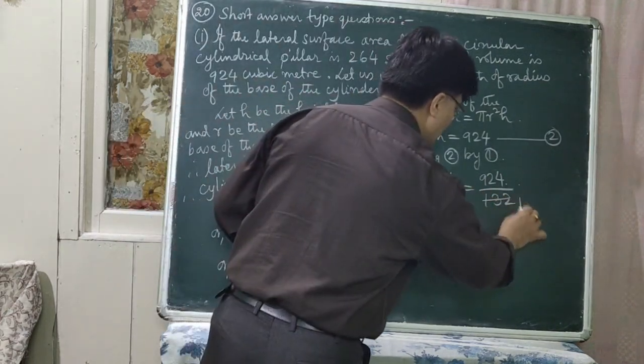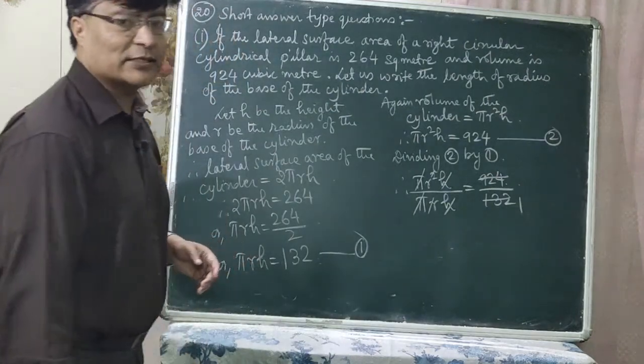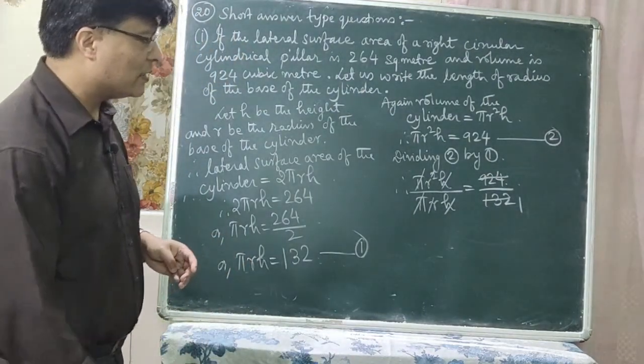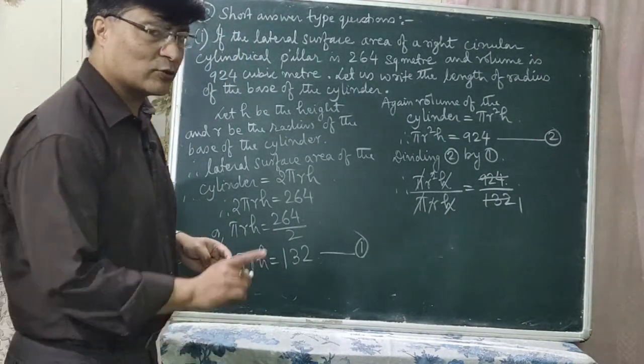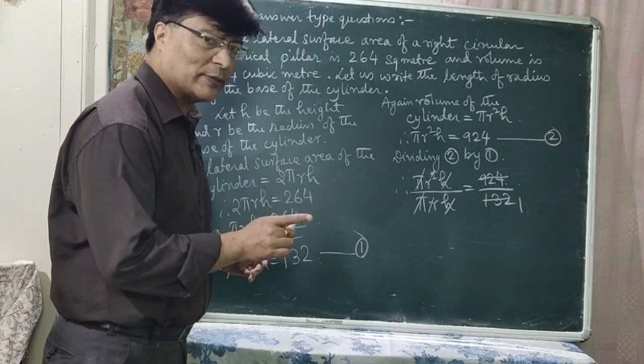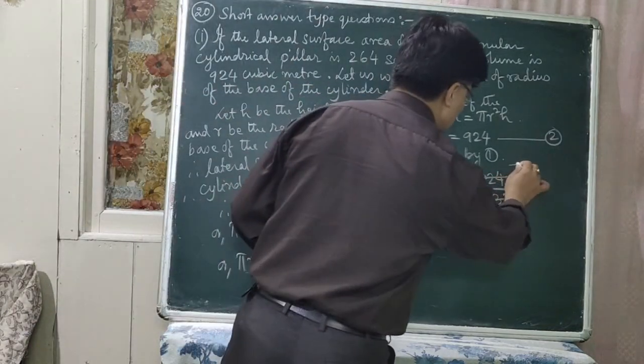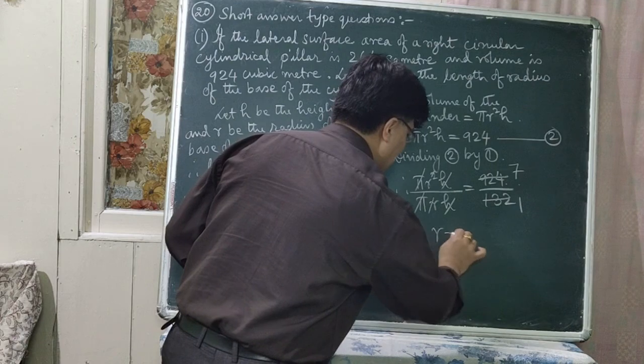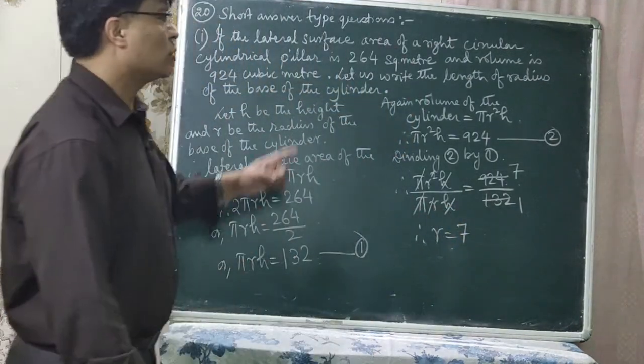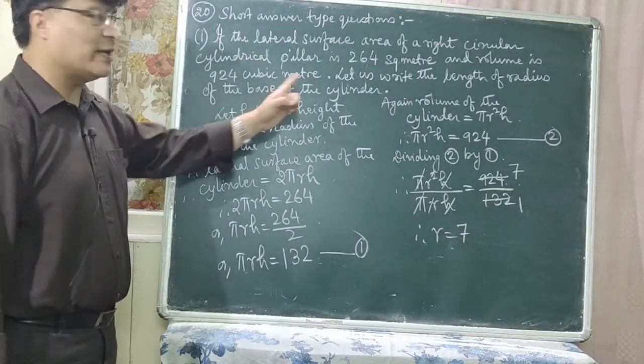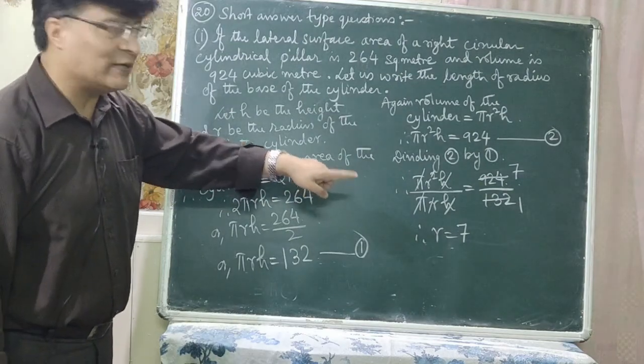So 132 into 924, how many times does it go? It goes 7 times, I think. 7 2s are 14, 4 carry 1, 7 3s are 21, plus 1 is 22, 2 carry 2, 7 1s are 7, plus 2 is 9. Yes, 7 times. That means r is equal to 7. So what is the length of radius of the base of the cylinder? It is 7. What is the unit?